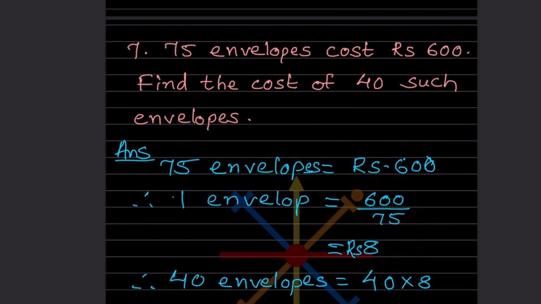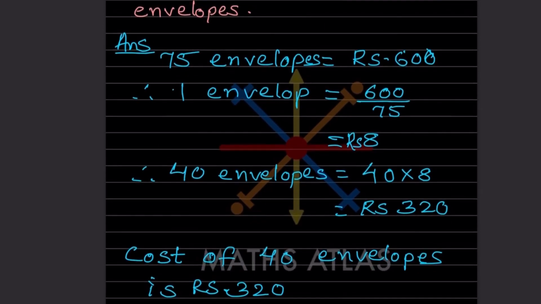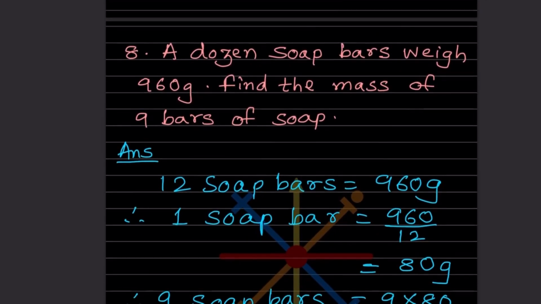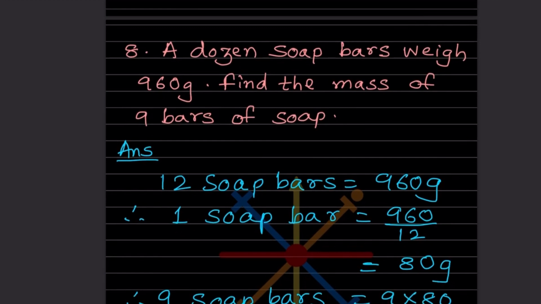Now let us see the cost of 40. You know one envelope is 8 rupees, so 40 envelopes is going to be how much? 40 into 8 is 320 rupees. So you have to write this statement: therefore, the cost of 40 envelopes is 320 rupees.